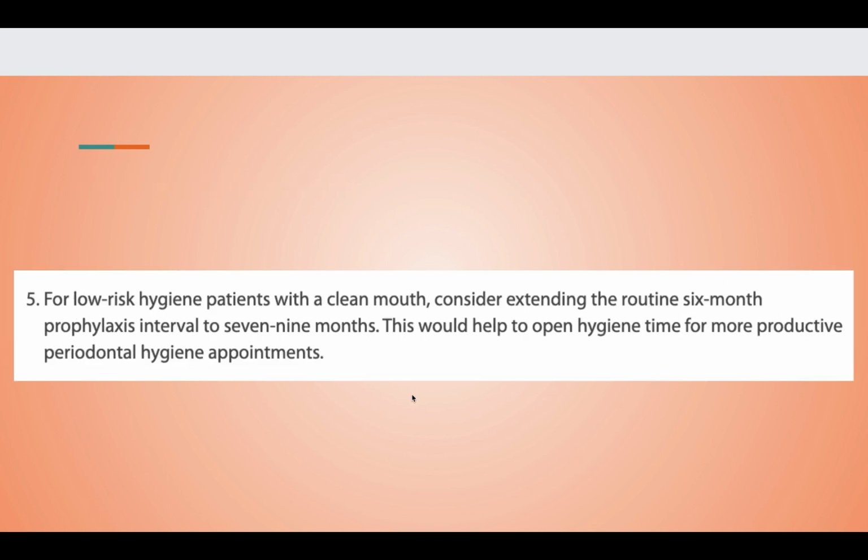This was an interesting point that Dr. Blair put in there. This is not a recommendation, it's just insight in the profession that many people follow. For low-risk hygiene patients with a clean mouth, rather subjective term there, consider extending the routine 6-month prophylaxis interval to 7 to 9 months. This would help to open hygiene time for more productive periodontal hygiene appointments. I'm not advocating for this. As a matter of fact, there's lots of literature saying we should be cleaning even clean mouths every 3 months, 3 to 4 months. I don't see that necessarily happening in the profession anytime soon.